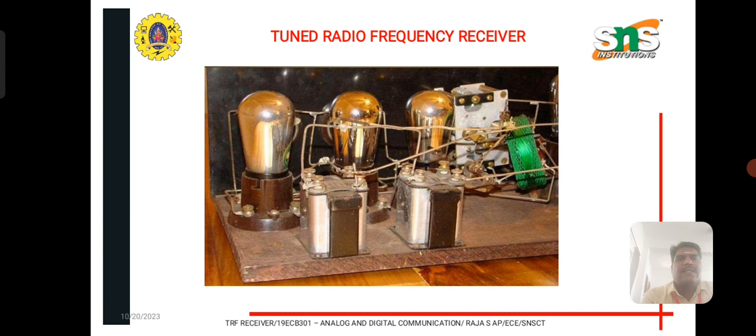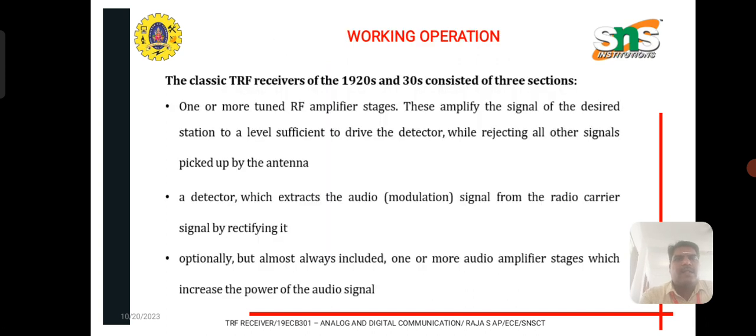This is the first generation tuned radio frequency receiver, which consists of a transistor, a number of capacitors, and is built with a number of wires and resistors. So in the 1920s and 30s, the TRF had this kind of operation. One or more tuned RF amplifier stages are there. These amplify the signals of the desired station to a level sufficient to drive the detector, and they reject all other signals picked up by the antenna.